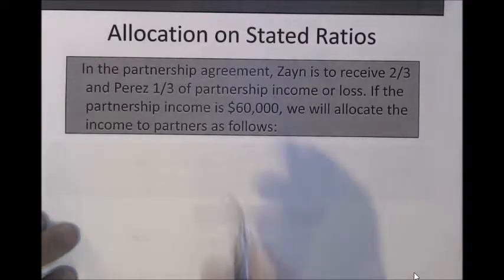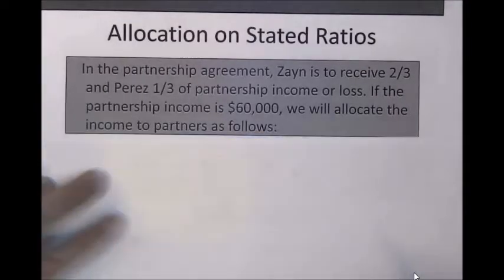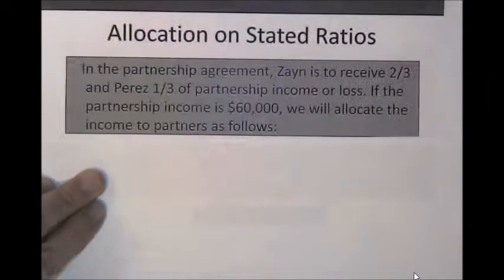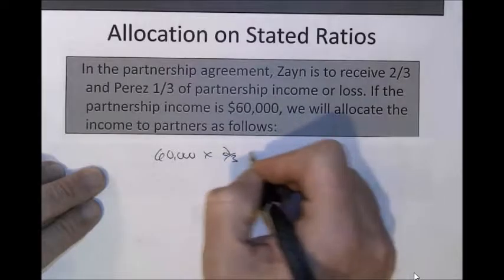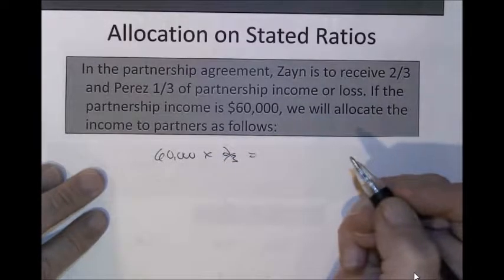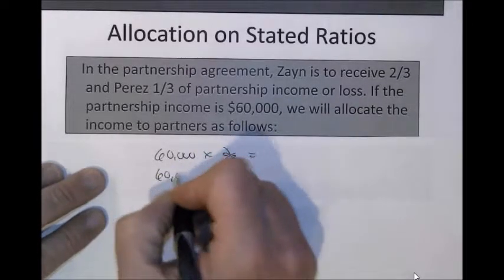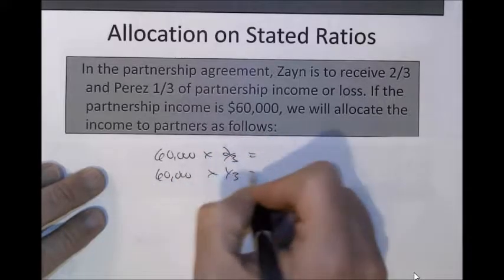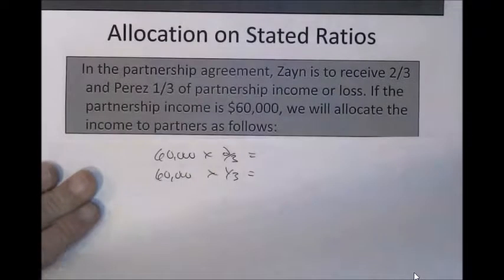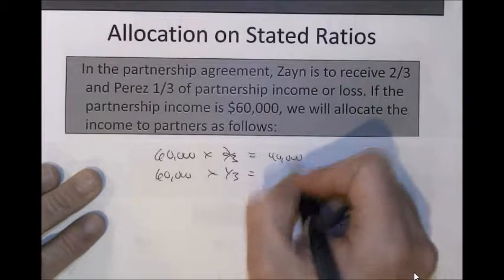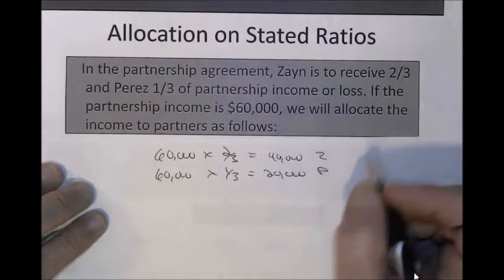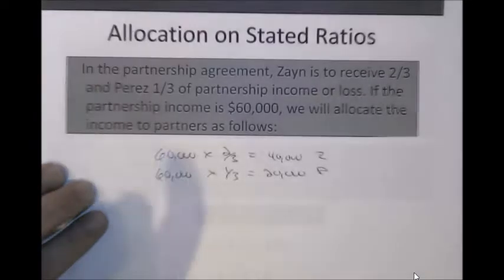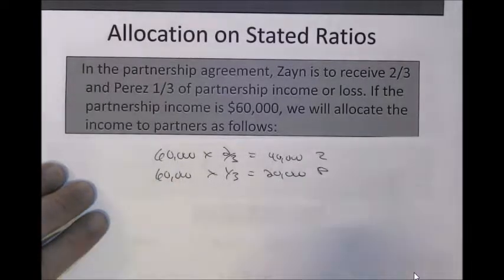$60,000. So all we do is we take $60,000 times 2/3, and that's going to give us Zane's share of it, and we take $60,000 times 1/3, and what is that? $40,000 and $20,000, right, for Zane and Perez. Remember, our goal is to do what? Get to step 3 of the closing process.